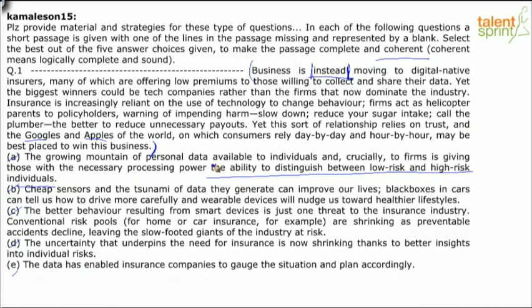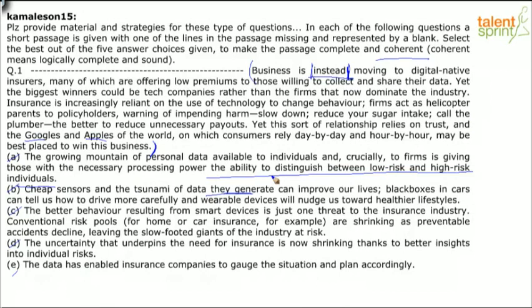Right? Option B: cheap sensors in the tsunami of data they generate can improve our lives. Black boxes in cars can tell us how to drive more carefully, and wearable devices will nudge us toward healthier lifestyles. So what is it that they generate? It seems like an in-between sentence for me. Right? It doesn't make sense. So it doesn't seem like a topic sentence.